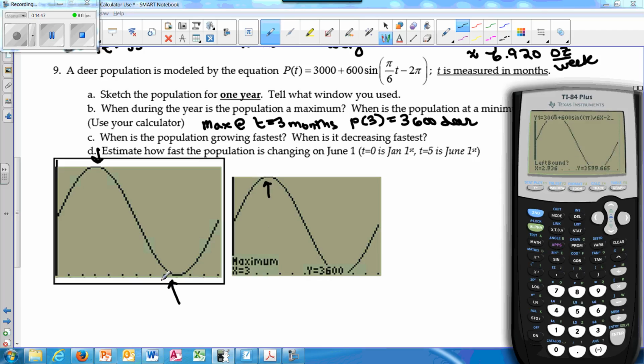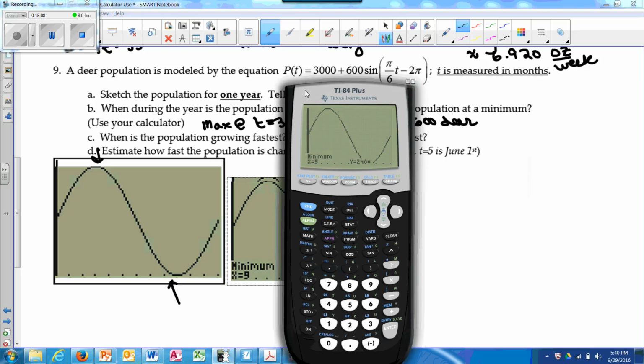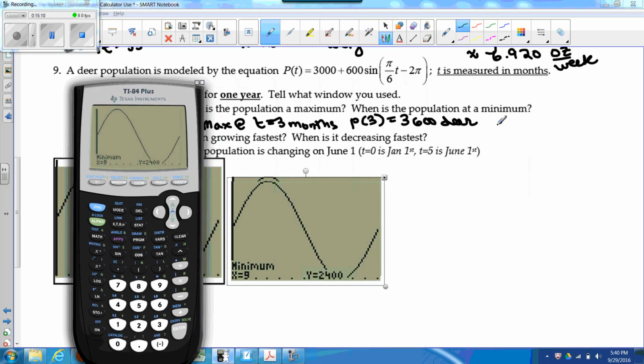We'll do the same thing for the minimum, second trace to calculate, this time the minimum. And we want our bounds. This is 12, 11, 10, 9, 8. So we think between 8 and 10. So we're going to say 8 for the left bound, 10 for the right bound. I don't want to guess, so I'm just going to press enter. And we did find out that it was at 9.